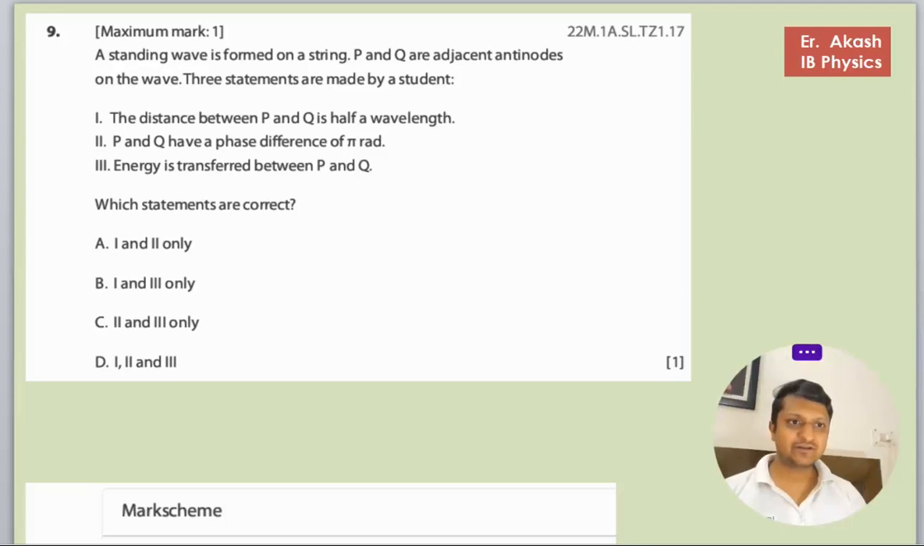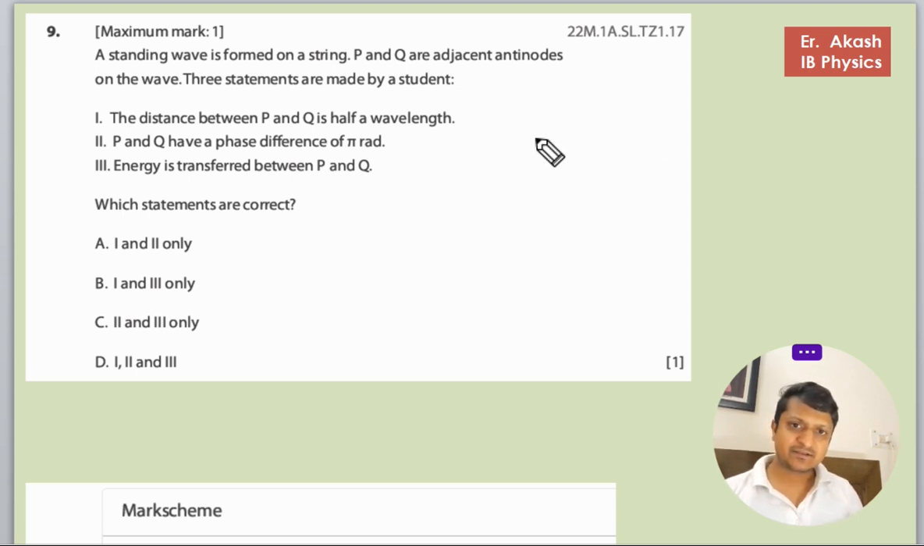How are you? So there's another question, and the question is that a standing wave is formed on a string. P and Q are adjacent antinodes on the wave. Three statements are made by a student. So before reading the statements made by the student, we will first understand where P and Q lie.